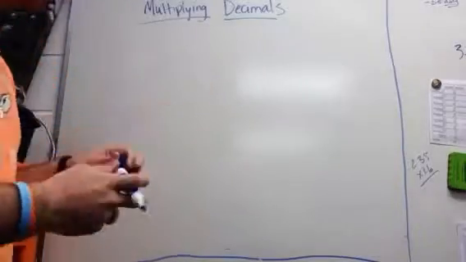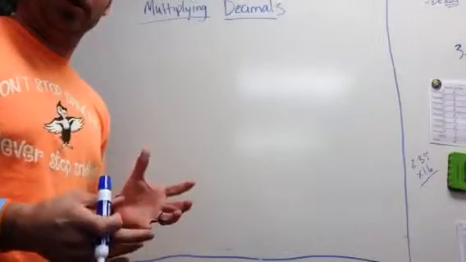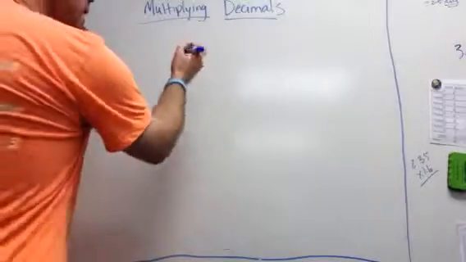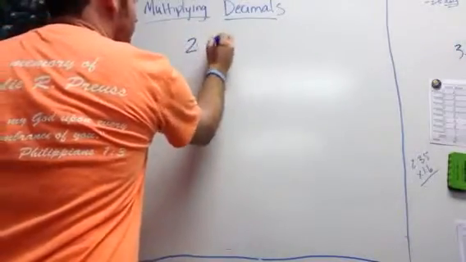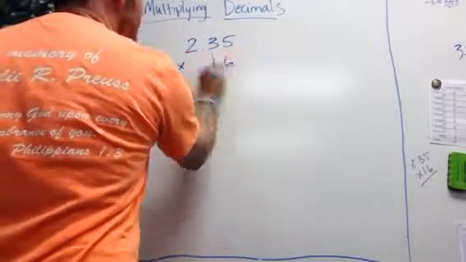Okay, we are going to work on multiplying decimals now. So when we multiply decimals, it's a lot like multiplying whole numbers. There's just a little bit of a difference. So let's say that I have 2 and 35 hundredths, and I'm multiplying it by 1 and 6 tenths.